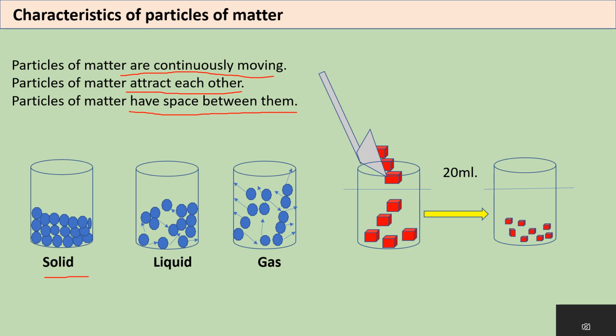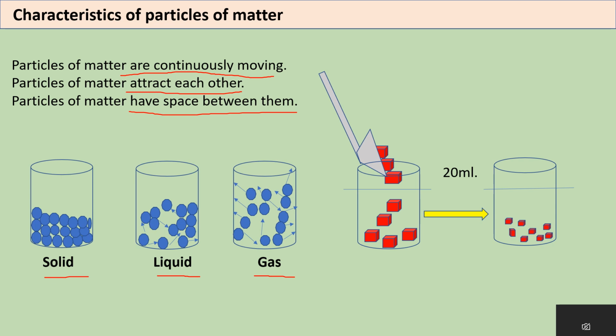We can see this in liquids. Liquids take the shape of the container in which they are kept. It is because the particles can move and the attraction between particles is less than in solids. Gases can even escape from the container if the lid of the container is kept open. So they have the least attraction between particles and the particles move faster.